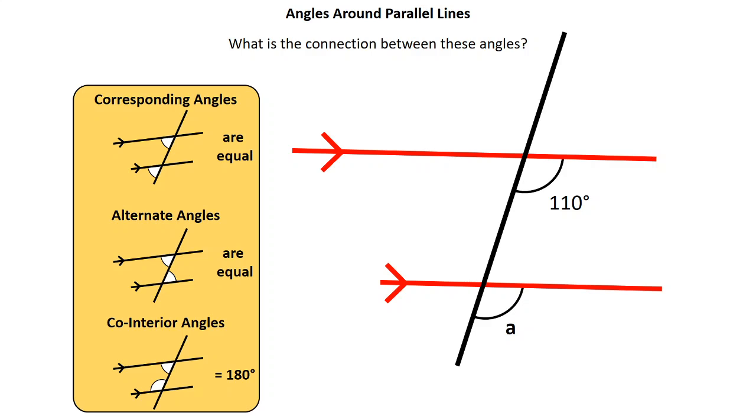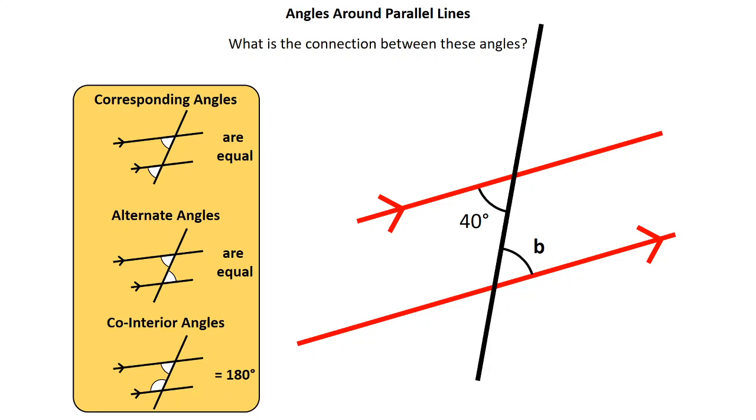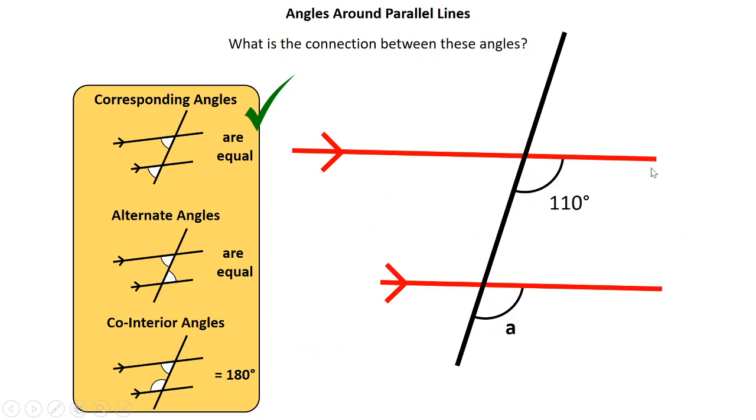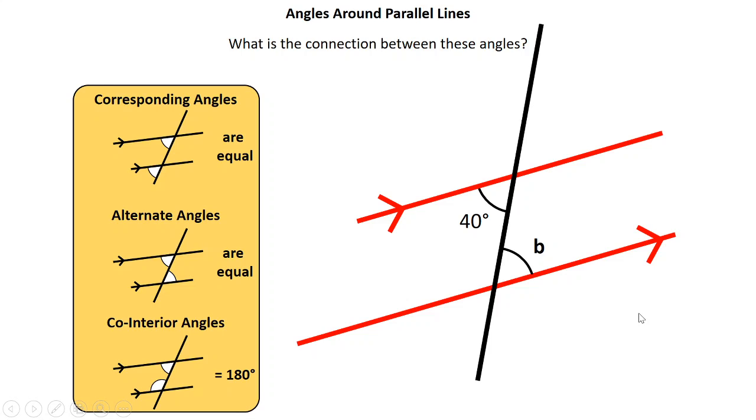Okay, hopefully we said corresponding angles, you can see the F would go down here. So A would be 110. Okay, again, which of the three rules does this apply to? 5, 4, 3, 2, 1. They're alternate. It's on the alternate sides of the transversal. So B would also be 40 degrees. They're alternate angles.